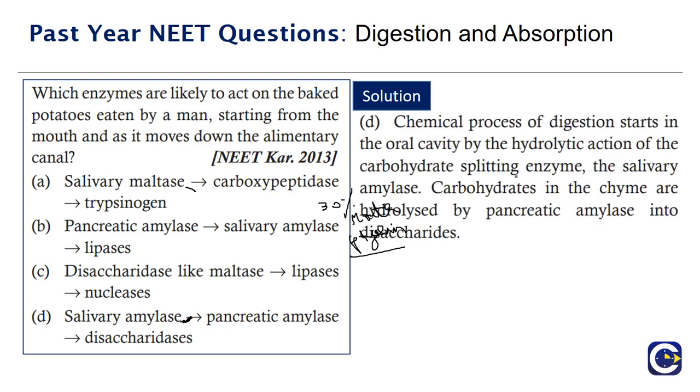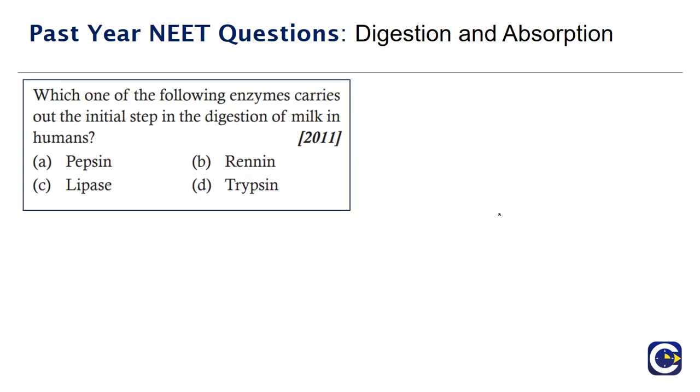Chemical process of digestion starts in the oral cavity by hydrolytic action of the carbohydrate splitting enzyme, the salivary amylase. Carbohydrates in the chyme are hydrolyzed by pancreatic amylase into disaccharides. So the answer is option D, salivary amylase, then pancreatic amylase, then disaccharidases.